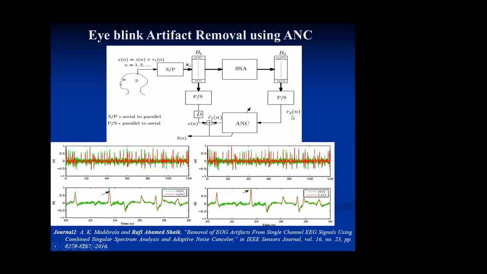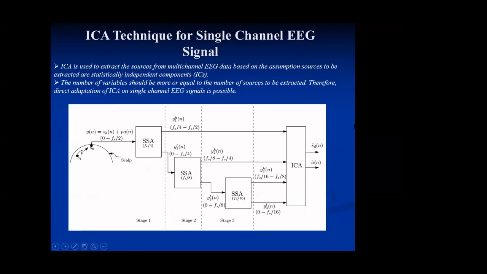But ANC is a serial device. It works on a single sample. So we require a parallel to serial converter. We will remove the noise, again with a parallel to serial converter, to give the desired signal. We know that the adaptive filter requires a desired signal. So the desired signal and input signal will be obtained from these buffers through these parallel to serial converters. We will perform this. Then we are going to estimate this noise signal, which will be subtracted from the noise corrupted signal. So this work we have published in IEEE Sensors Journal.